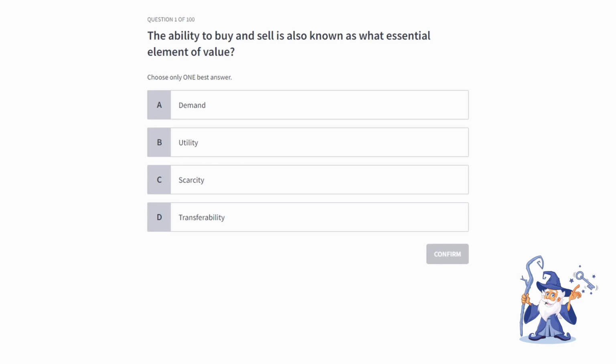Alrighty, question number 1. The ability to buy and sell is also known as what essential element of value? A, demand, B, utility, C, scarcity, D, transferability. So like always throughout, I'm going to give you guys a brief opportunity to read it over, pause if you need to, and come up with your answer. So go ahead and do that right now.